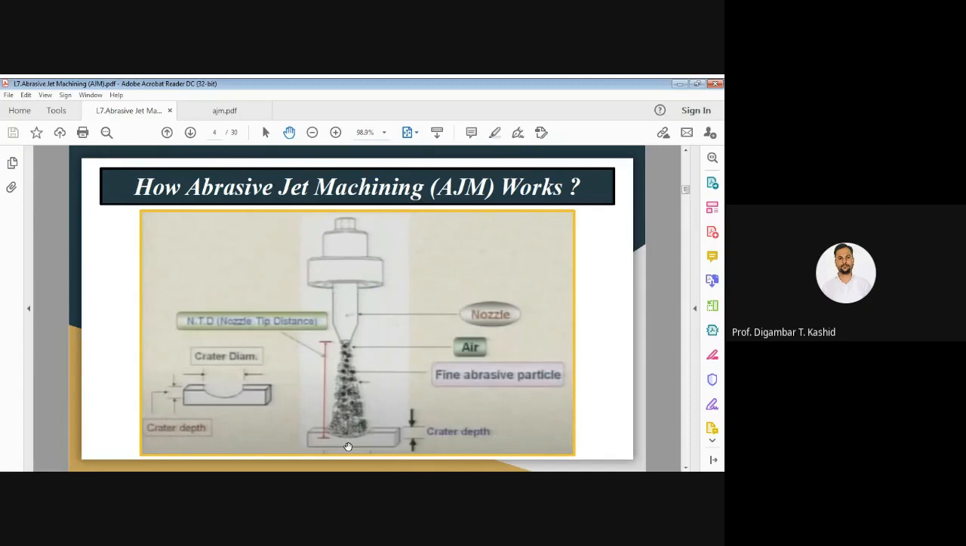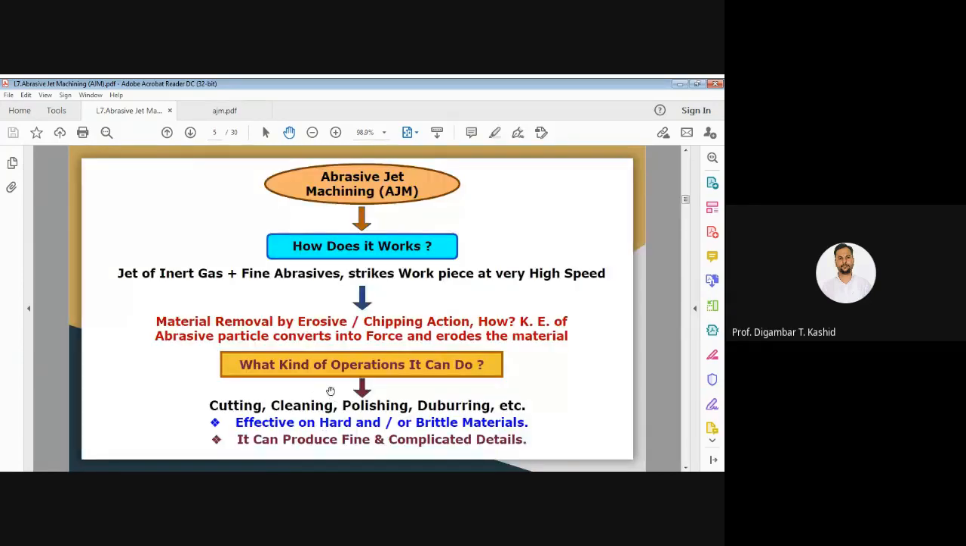Now again the question arises: what kind of operations can this abrasive process perform? This abrasive machining we can use for cutting, cleaning, polishing, or deburring purposes also.